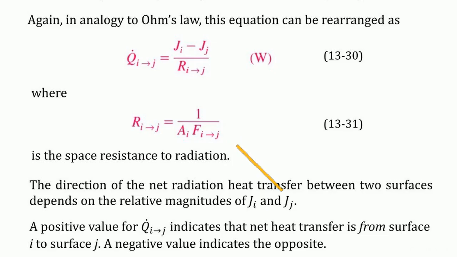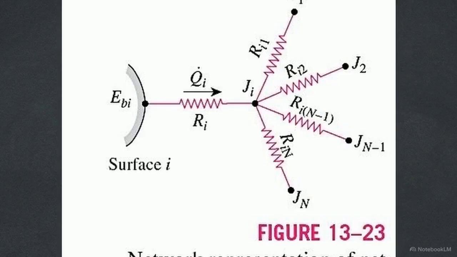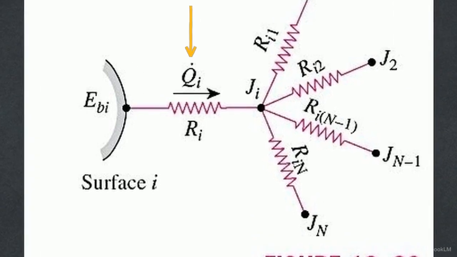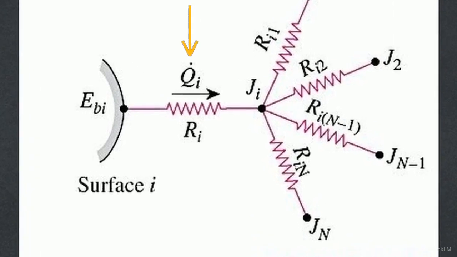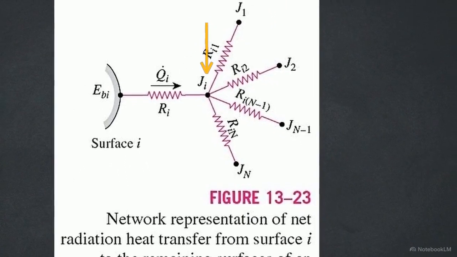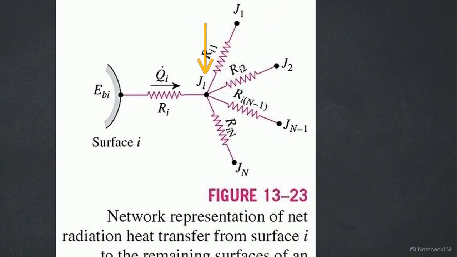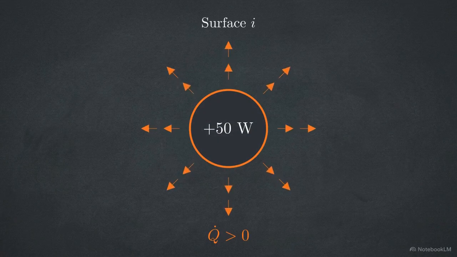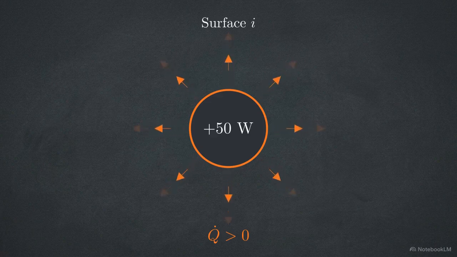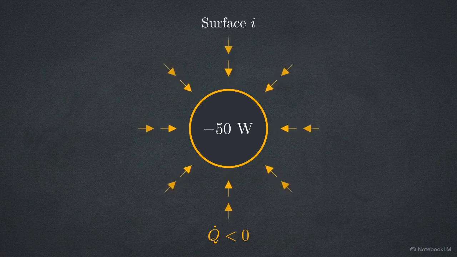In an enclosed space with multiple surfaces, we apply the conservation of energy. As shown in figure 13-23, the total heat leaving surface I is simply the sum of the distinct heat pathways branching out to all the other individual surfaces in that space. As you calculate these pathways, pay attention to the math. A positive heat transfer value means net heat is leaving the surface. If your calculation yields a negative value, it means the surface is actually gaining radiation energy.